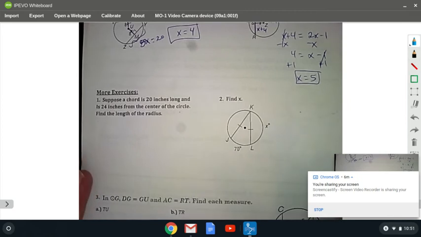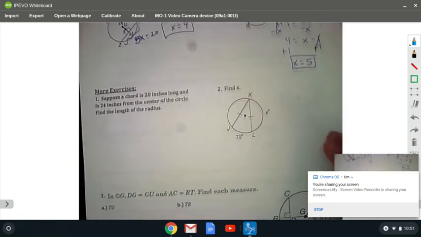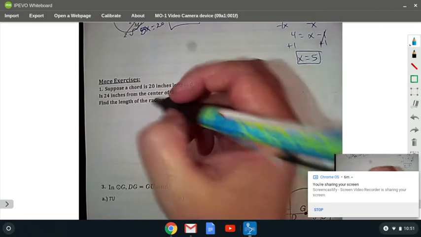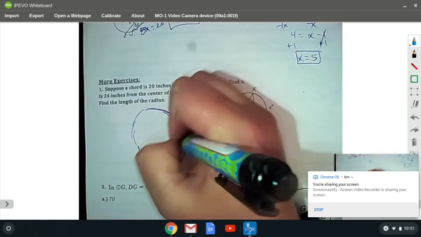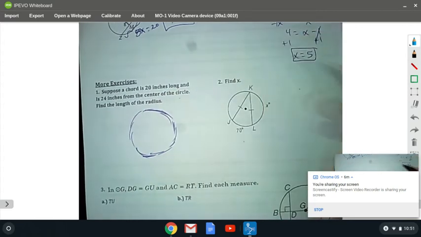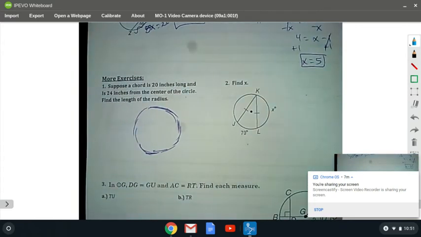Let's do a few more exercises just to make sure we're good with this. It is a little harder when we have to draw the picture ourselves. Lucky for you guys, we're not in school, so you probably won't have to do that. But I will draw this picture in. Okay, not best at drawing a circle.